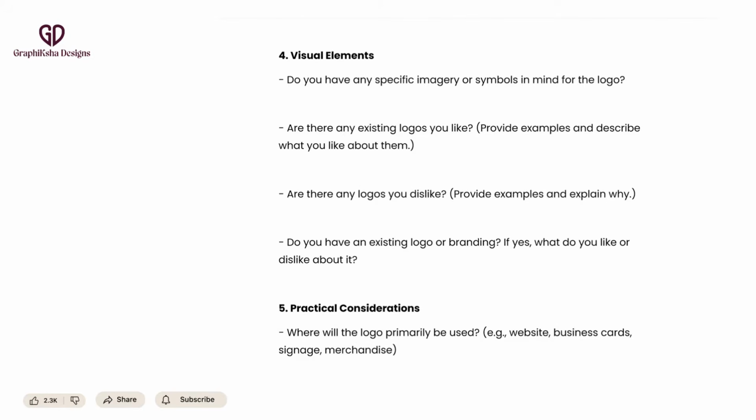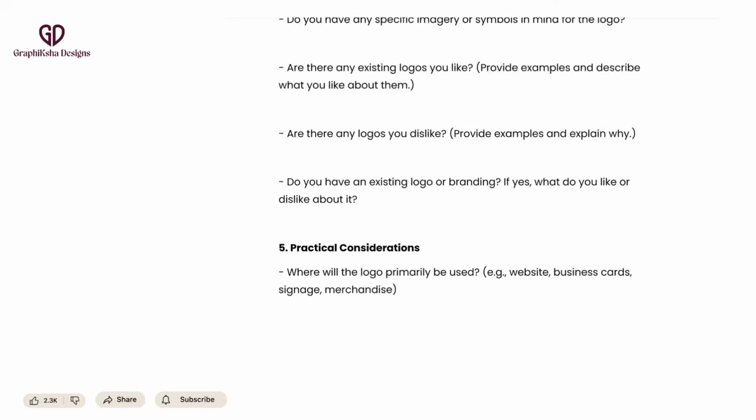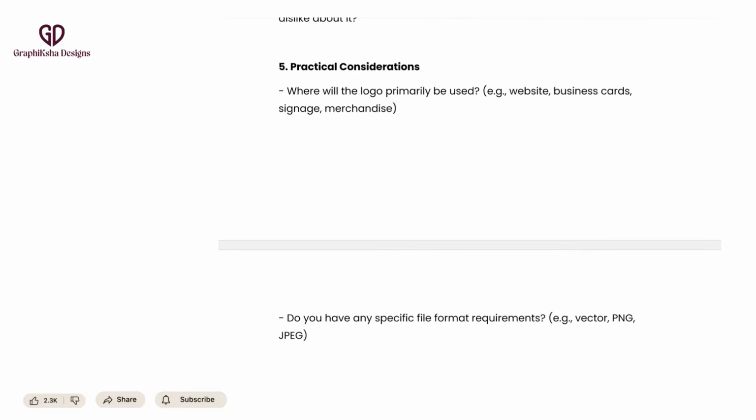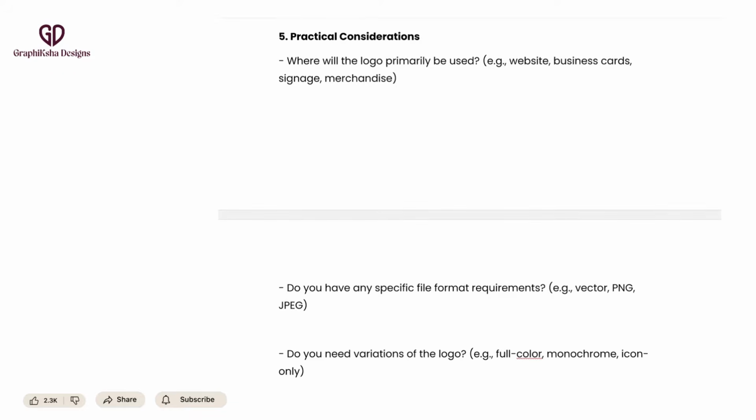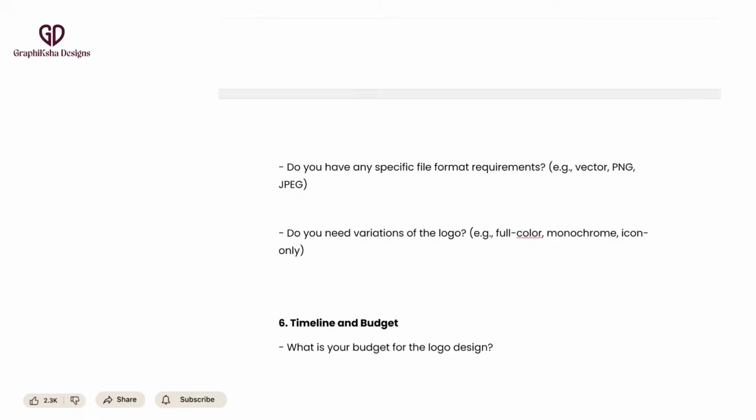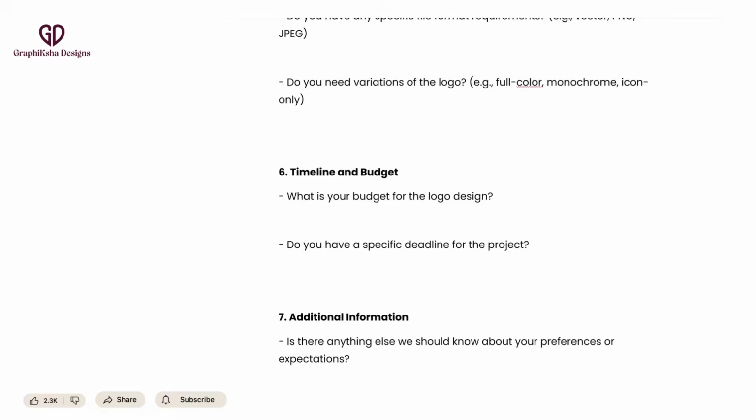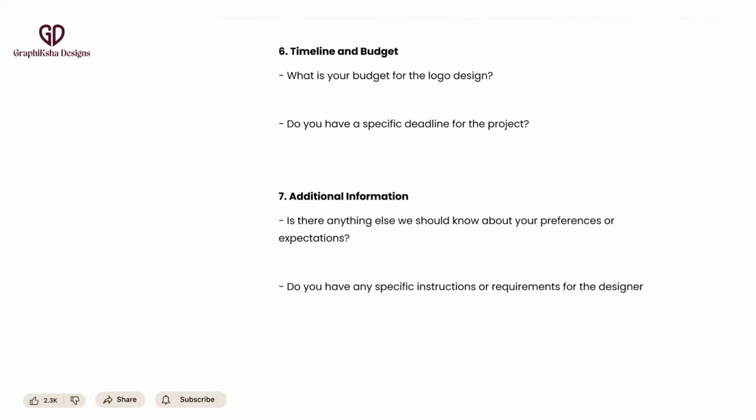what they like and dislike about the existing logo, where they want to use the logo, so basically website, signages, things like that, what their budget is or any specific deadline they have, or anything they want to tell the designer about their expectations and preferences. All this is included in the questionnaire.